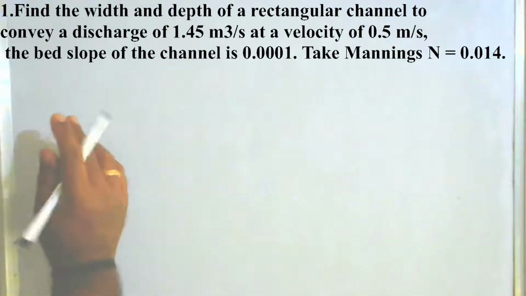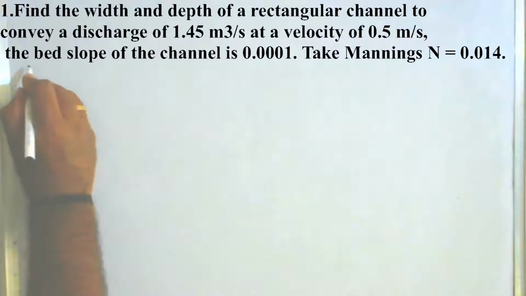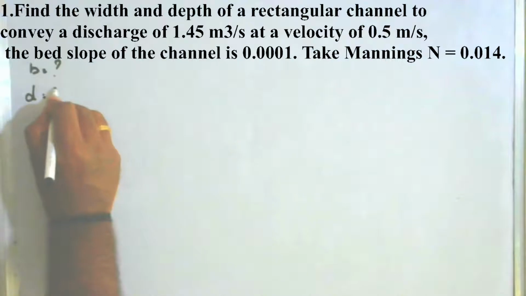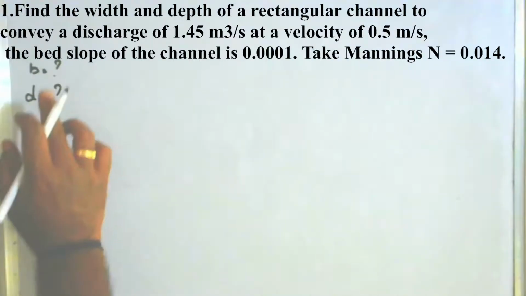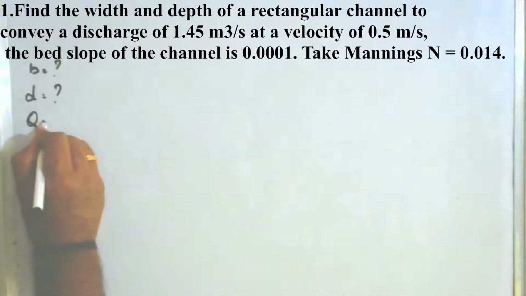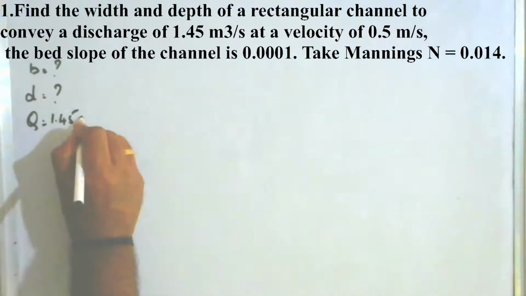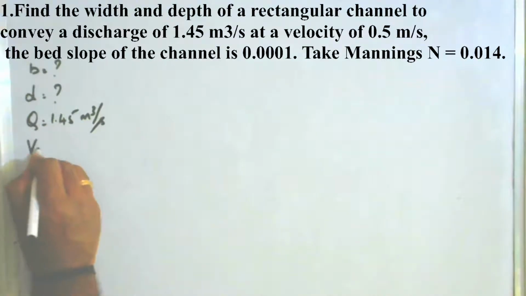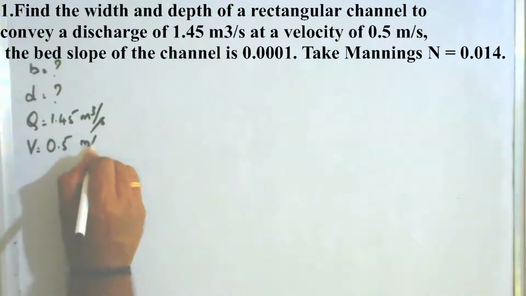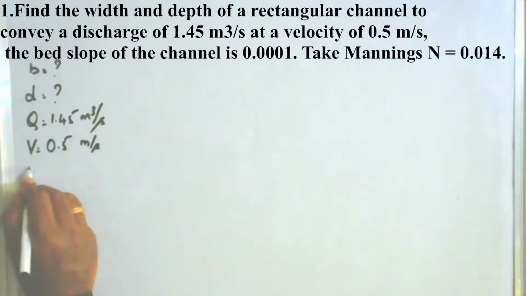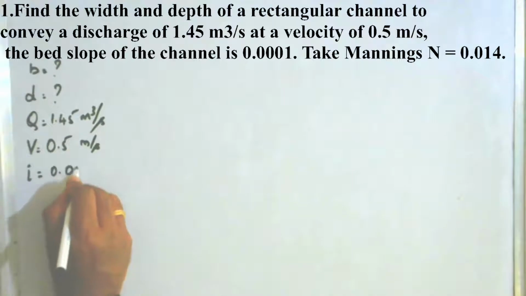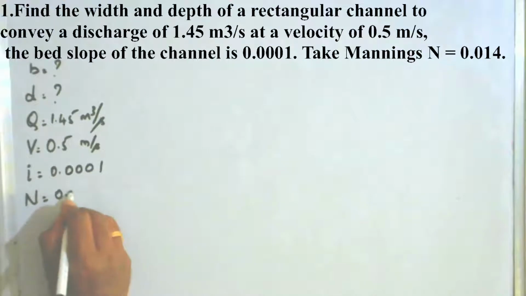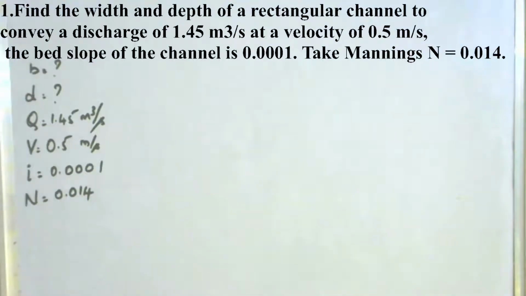First, you write down the given data. Width and depth you have to find. So here the width I'll take as B, and the depth of the flow as D. These are the width and depth you have to find. He has given discharge capital Q equals 1.45 meter cube per second. Next, he has given velocity V as 0.5 meter per second. Then bed slope I have taken as I, that is 0.0001, and he has given Manning's n equals 0.014. Okay.